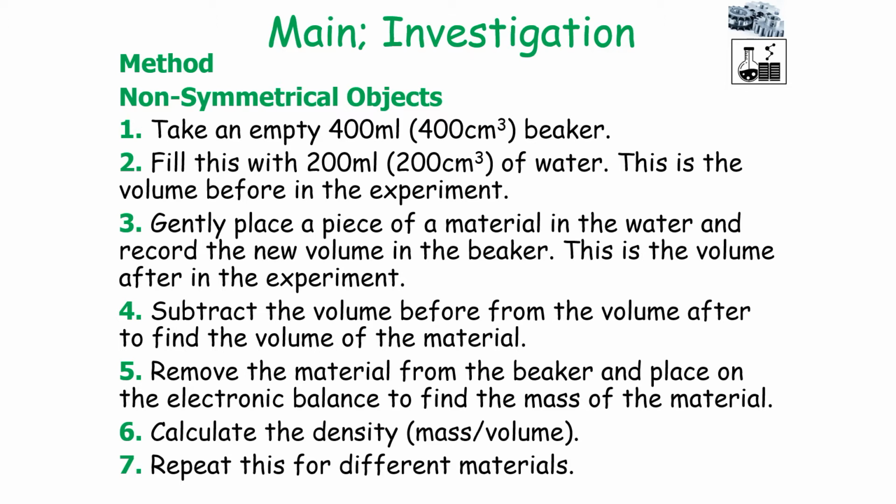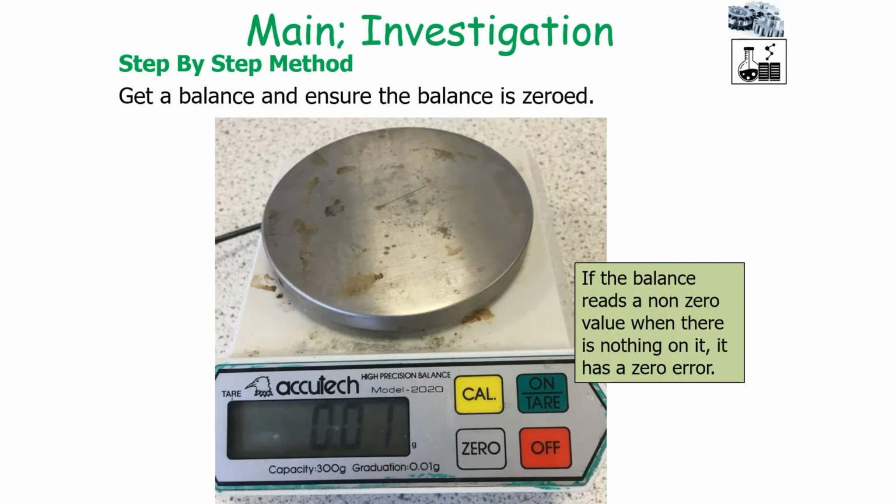Now you gently place a piece of material in the water and record the new volume in the beaker. This is the volume after in the investigation. You subtract the volume before from the volume after to find the volume of the material. You then remove the material from the beaker and place this on an electronic balance to find the mass of the material. You can then calculate the density by doing density equals mass over volume, and you repeat this for different materials.